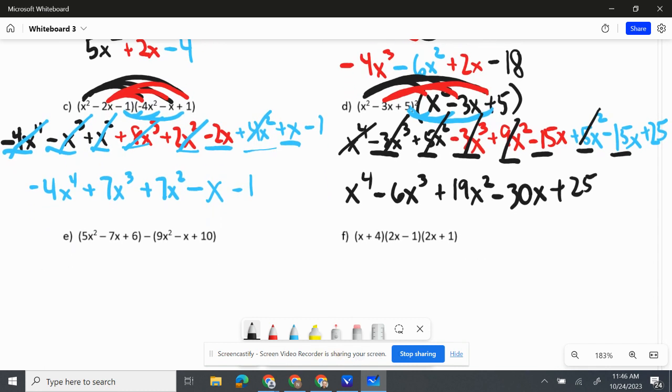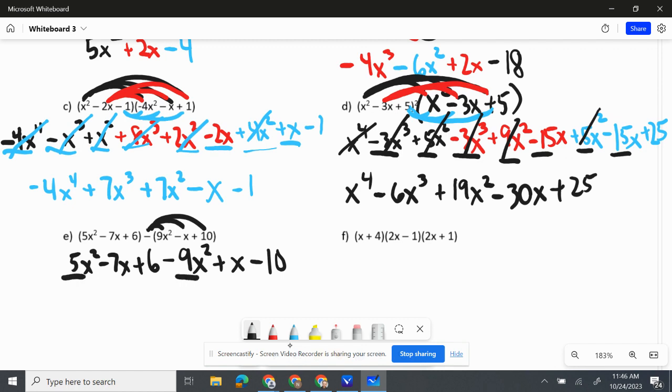Okay, letter E, here we're subtracting, so I'm going to distribute the negative to each of the terms. So I have the 5x squared minus 7x plus 6 minus 9x squared plus x minus 10. So once again, I add the like terms, so that would be negative 4x squared. Then I have negative 7x and x, which is negative 6x. And then I have a positive 6 and a negative 10, which is negative 4.